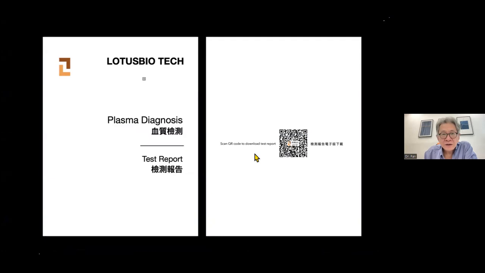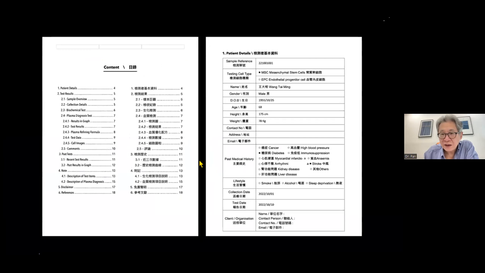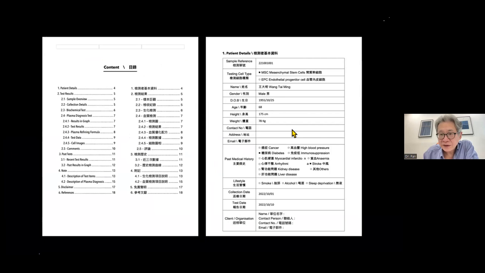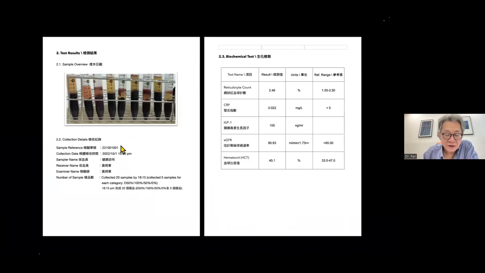Mr. Liu asked me to go into more detail about the report we will send out from the plasma diagnosis test. This is the report interpreted from cover to cover. First is the outline, then you see the basic data on the patient. This is the gross appearance of the patient's blood. Then on the right, you can see some anti-aging related indices, which we look at for the plasma conditioning.